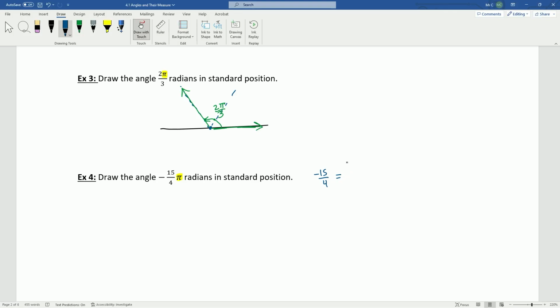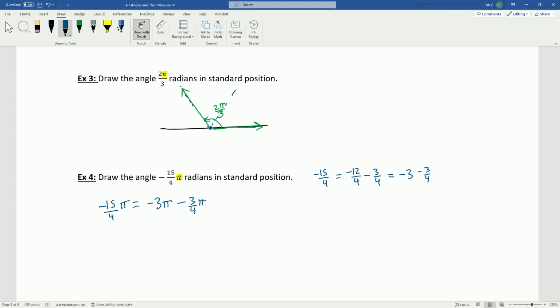Well, it's 12. So I'm just going to split this up into -12/4 minus 3/4. It's the same thing. Haven't changed anything, but it gave me the little benefit of now I have -3 minus 3/4, right? So I'm just thinking of how do I split up that fraction a little bit. So now that allows me to rewrite my angle. So instead of -15/4 pi, I'm going to think this is -3 pi minus 3/4 of pi.